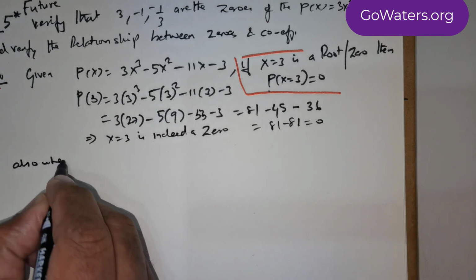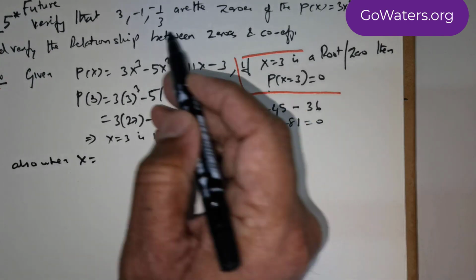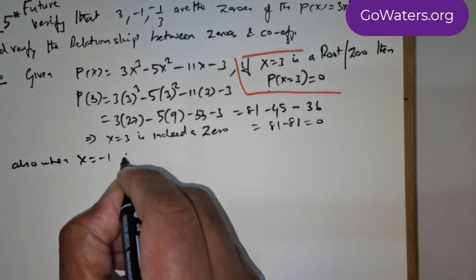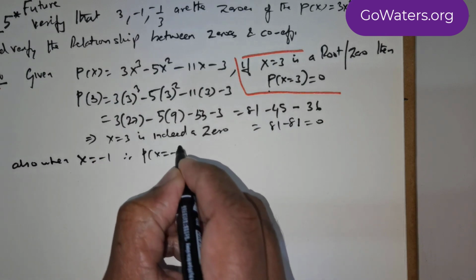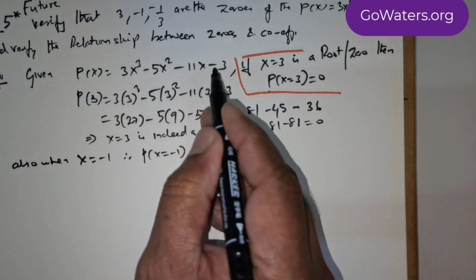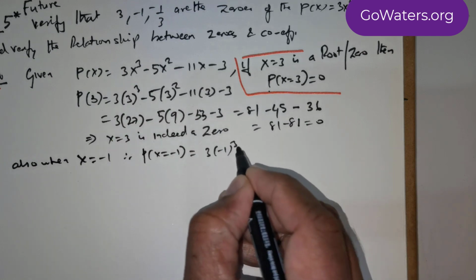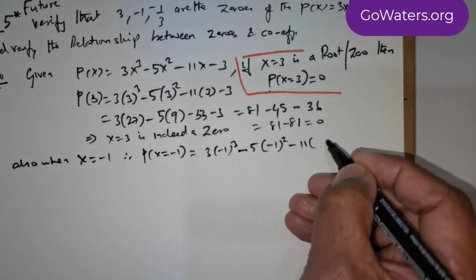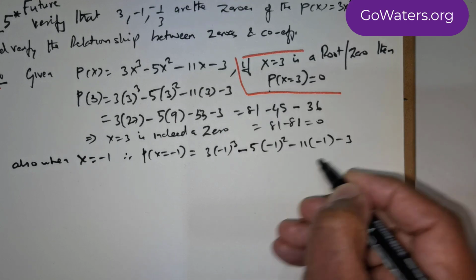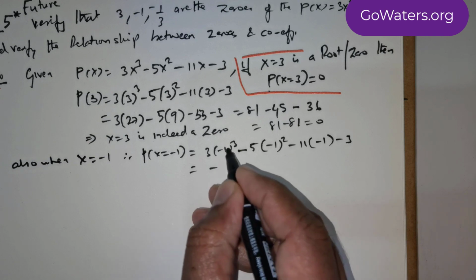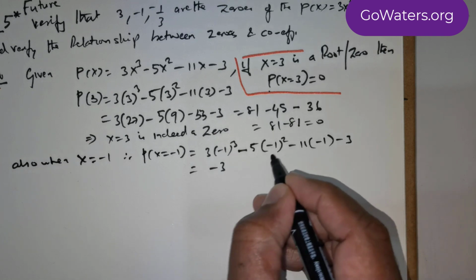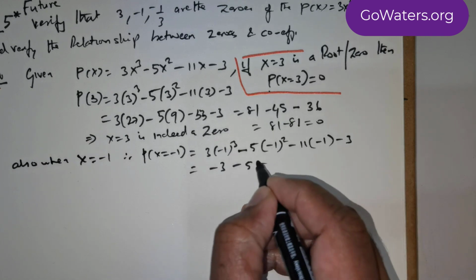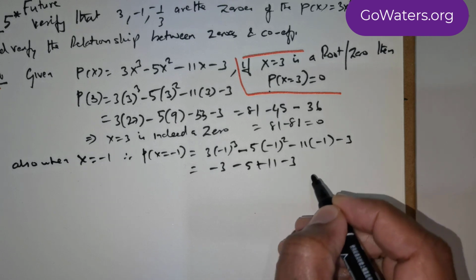Also, when x is equal to, what is the next root they have given? Negative 1. Therefore, P of x at negative 1 is nothing but substitute negative 1 in this. This is 3 of negative 1 raised to the power of 3. Negative 5 of negative 1 raised to the power of 2, negative 11 of negative 1 followed by negative 3. This is going to be negative times 3 is negative, this is positive, negative 5, this is positive, this is negative.